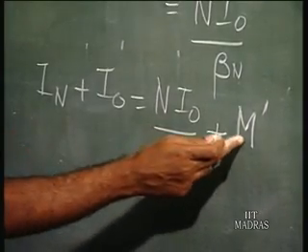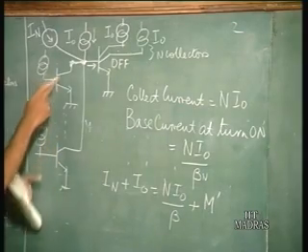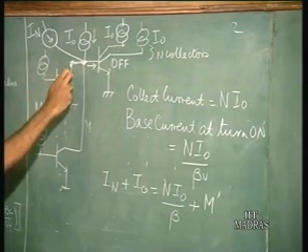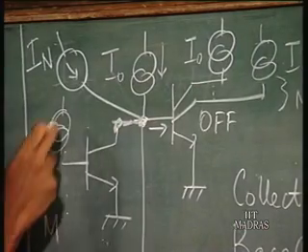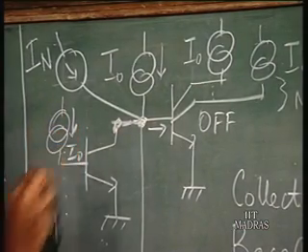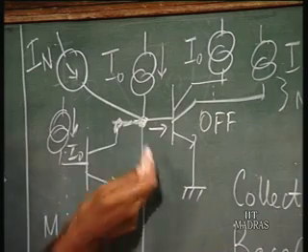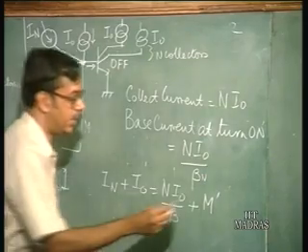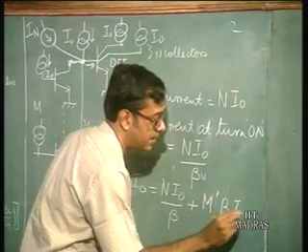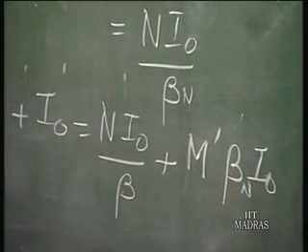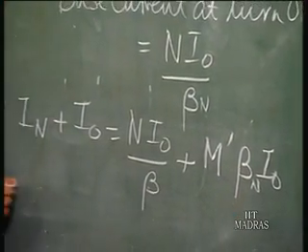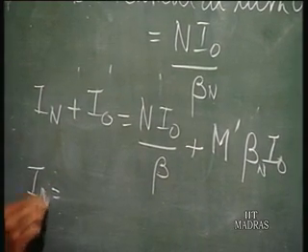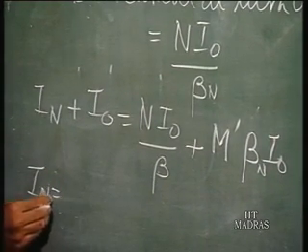Now, what is going to happen is, if m prime transistors are on, each of them can draw a current of beta times I naught, since at the base you have a current of I naught. So, these can draw m prime beta n I naught. So, I naught is equal to, sorry, I n, that is the noise current.